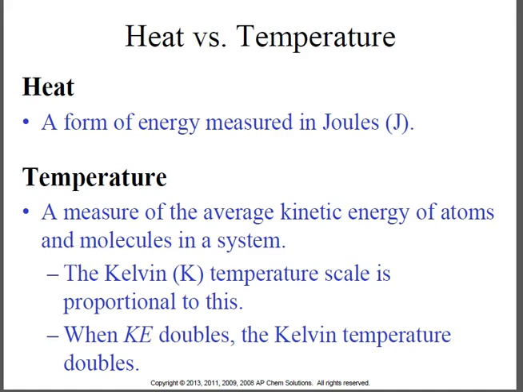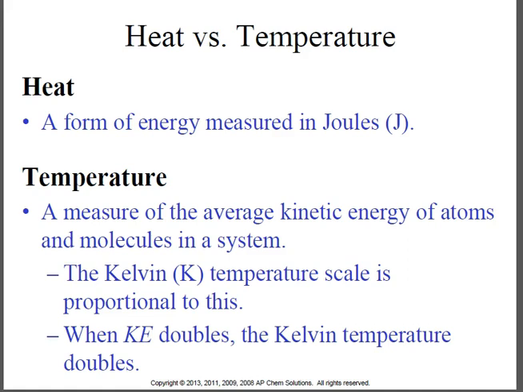We can still say that when the temperature goes up, so does the kinetic energy. But if we want to make this direct comparison, when the temperature doubles or triples, so does the kinetic energy, we can only do that using Kelvin because there's no negative numbers in Kelvin. It is what we would call an absolute scale. So again, the comparison here is that the heat is a form of energy, and we're talking about the total of the system, while the temperature is more of an average for those particles.